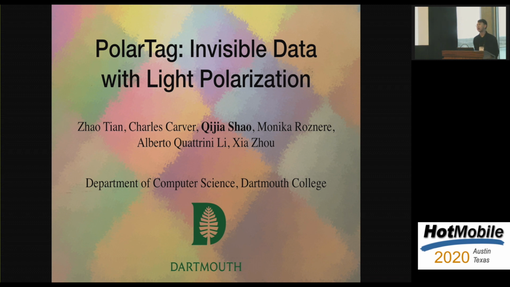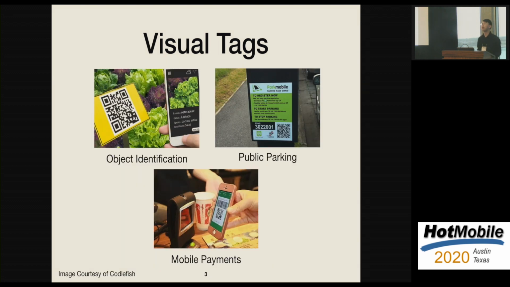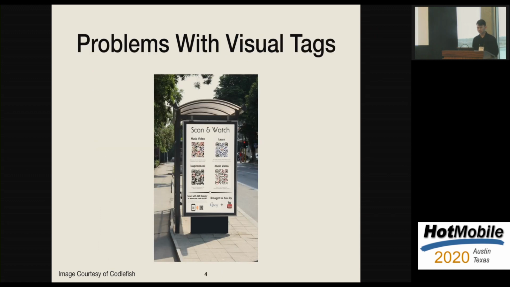Good afternoon, I'm Chija. Today I'm very happy to present our recent work, Polar tag, a new type of invisible tag encoding data with light polarization. Visual tags like QR codes usually use geometric patterns to encode data, such as a URL or text. This enables a lot of applications, such as object identification, public parking, or even mobile payment.